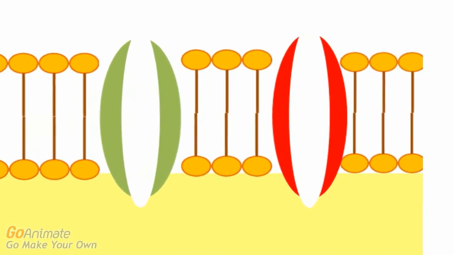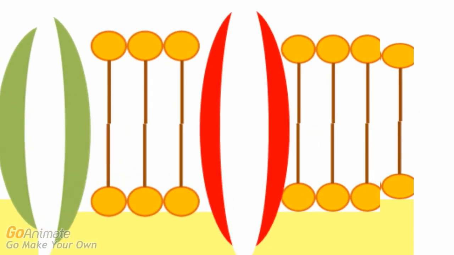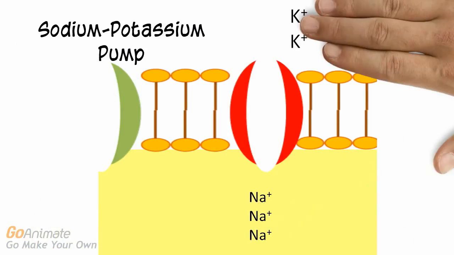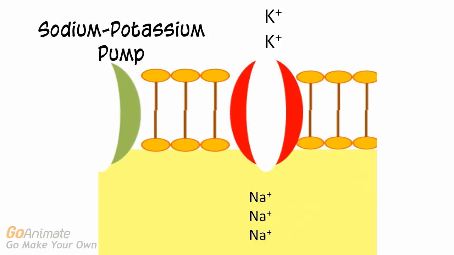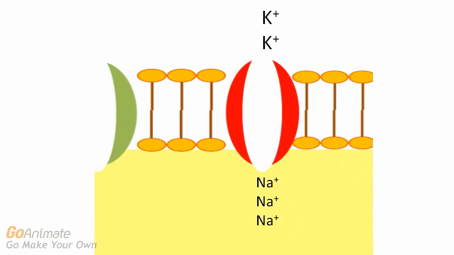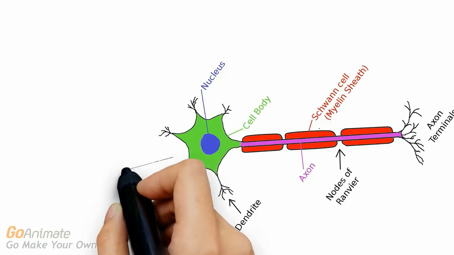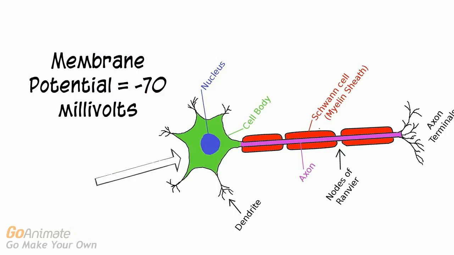The sodium and potassium gradients are both maintained by the sodium-potassium pump. This active transport protein moves 3 sodium ions out of the cell and 2 potassium ions into the cell. Sodium and potassium are moved against their respective gradients by the pump using ATP for energy. The end result of all of these processes is the resting membrane potential, which is around -70 millivolts.